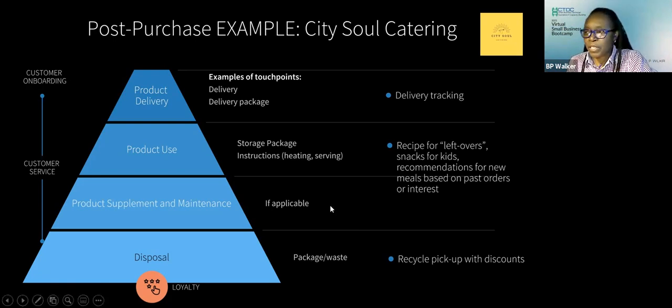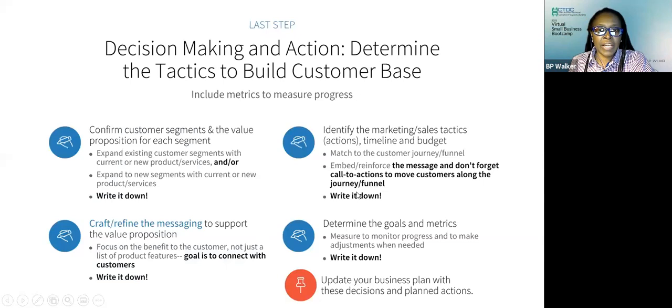So for the sake of time, because we're just at the end here. Okay. So the last step: you've written out the value proposition and the benefits, and you identified the customer segments, and you had all your data right at your hand. You had your customer journey map and your sales funnel, and you came up with some ideas, some tactics, some actions that you can carry out to build the customer base. Now it's time to write it down and make the decision.